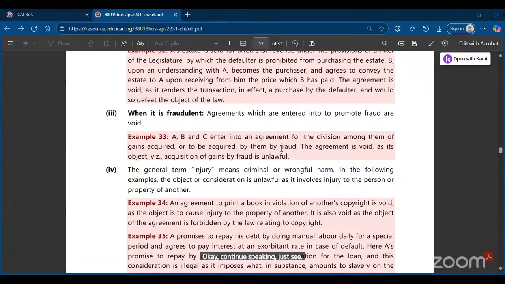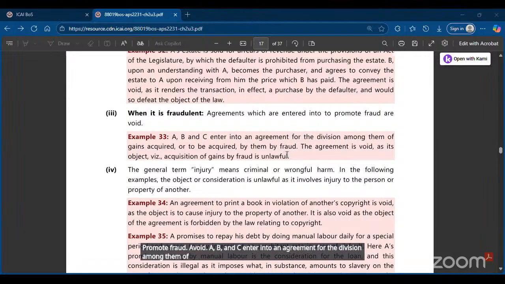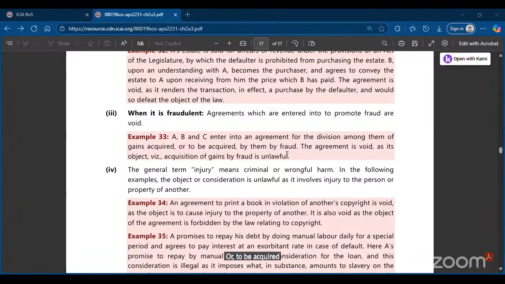Yes, sir. When it is fraudulent, agreements which are entered into to promote fraud are void. A, B, and C enter into an agreement for the division among them of gains acquired or to be acquired by them by fraud. The agreement is void, as its object, which is acquisition of gains by fraud, is unlawful.